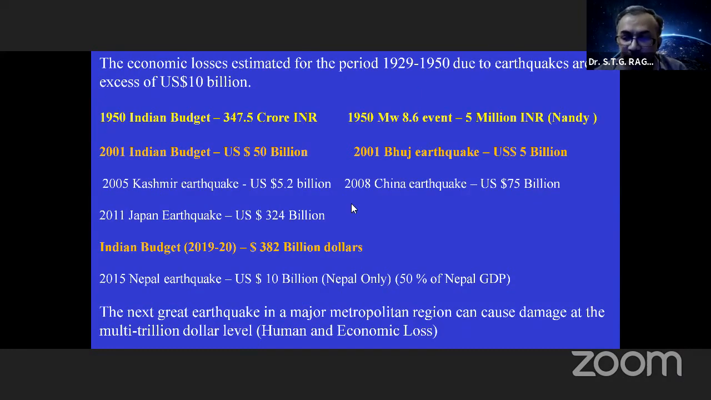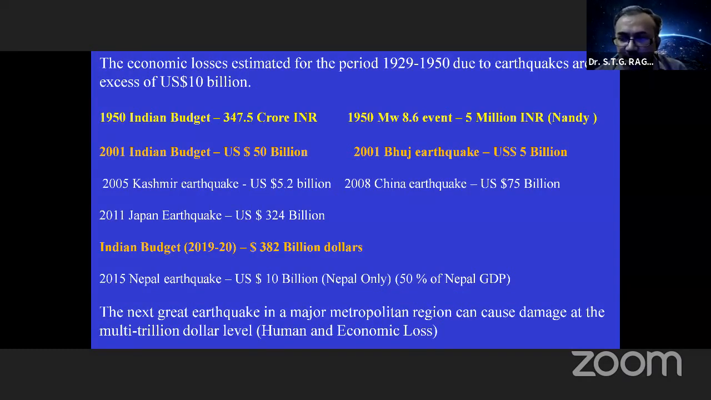In 2008, in China, there was an earthquake of some 7.8 magnitude, and the economic loss was reported to be $75 billion. In 2011, in Japan, the Tohoku earthquake had an economic loss of around $324 billion. And if you compare our Indian budget, which is something around $382 billion, you can see that if there is a 9 magnitude or 8.5 magnitude earthquake in the Himalaya, you can expect how much the economic loss will be.